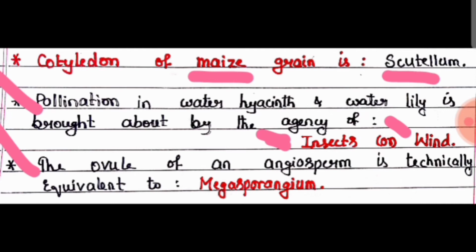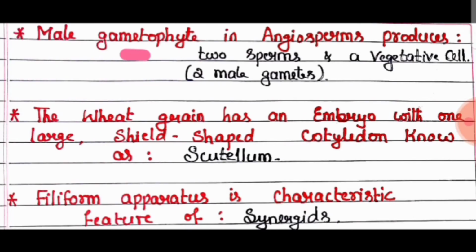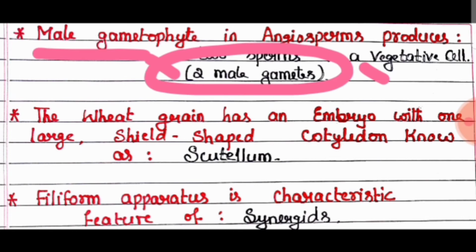The ovule of an angiosperm is technically equivalent to the megasporangium. Ovule is technically equal to megasporangium. The male gametophyte in angiosperms produces two male gametes and one vegetative cell. In a pollen grain, we can find a vegetative cell, and the generative cell produces two sperms or two male gametes. The wheat grain, or any monocot, has an embryo with one large shield-shaped cotyledon known as the scutellum.